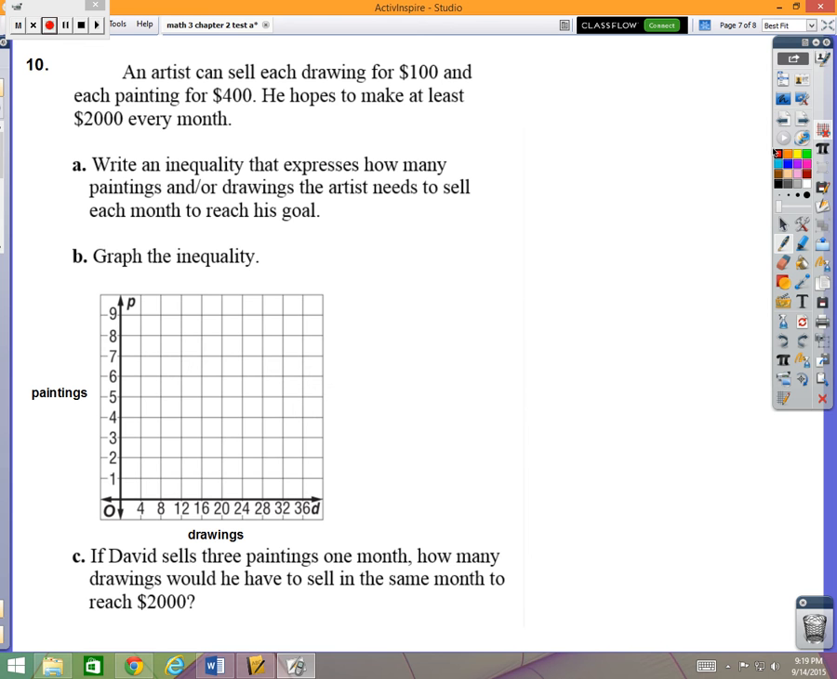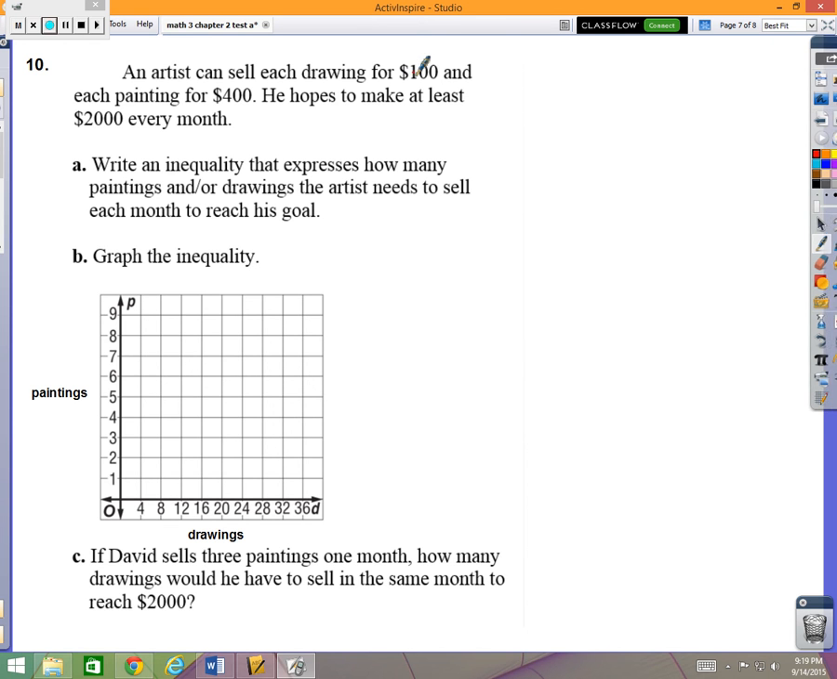Okay, number 10. An artist can sell each drawing for $100 and then each painting for $400. He hopes to make at least $2 grand every month. So A, not very many of you got this. Write an inequality. Let's put this English into an equation.